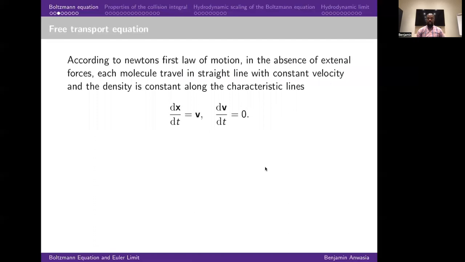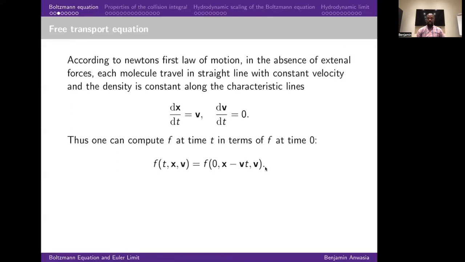Thus, one can compute the value of the velocity distribution function at time t in terms of its value at time 0 to obtain the following expression. In other words, the velocity distribution function is a weak solution of the free transport equation, which is given as follows.